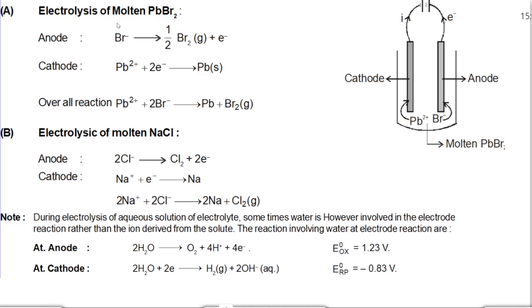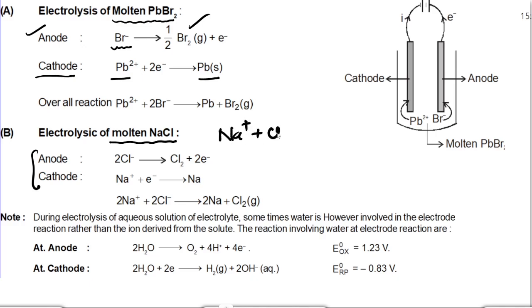So electrolysis of molten PbBr2. When we have molten PbBr2, at anode, Br negative ion gives Br2 gas. At cathode, Pb2 plus gives Pb solid. If we have molten NaCl, there is no competition because there are only two ions. One is Na plus, the other is Cl negative.